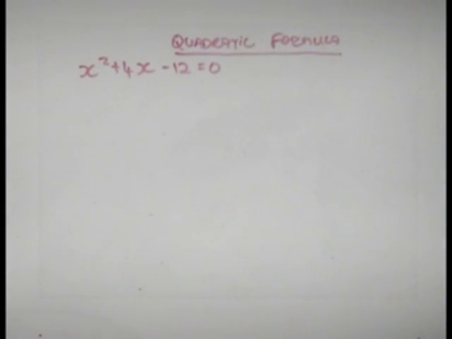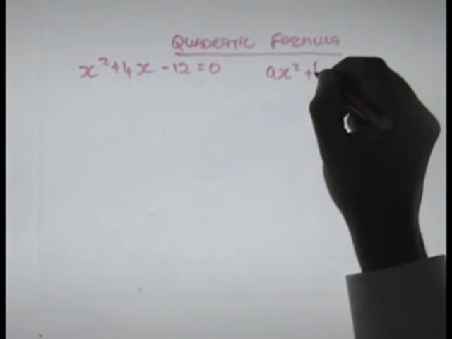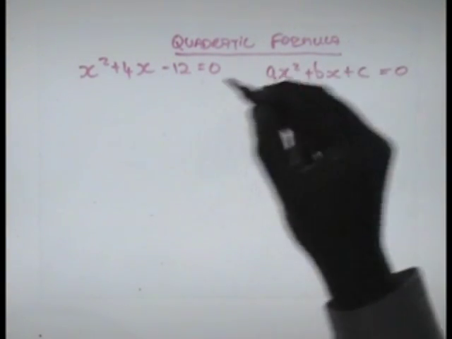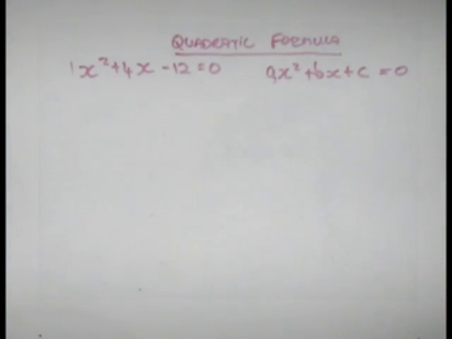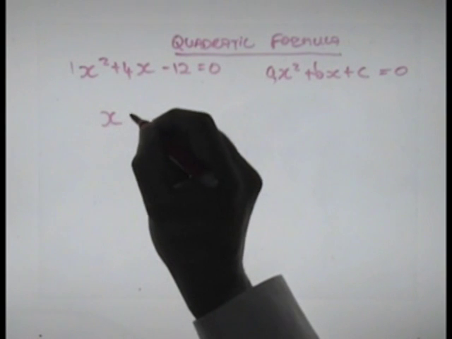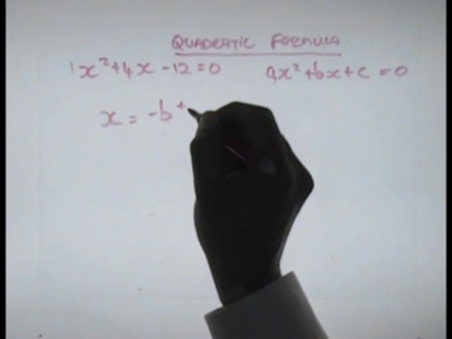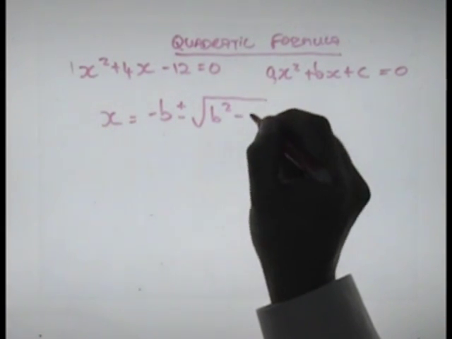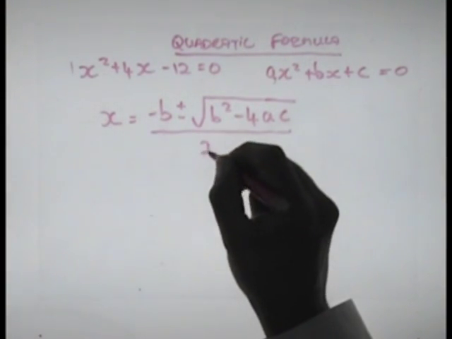The quadratic formula always starts off with a sum in the form ax squared plus bx plus c equal to 0. Our a in this case is 1, our b is positive 4, and our c is negative 12. The quadratic formula says that our two x values are given by x is equal to minus b plus or minus the square root of b squared minus 4ac, all of that divided by 2a.